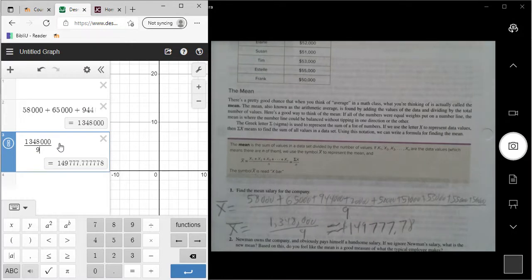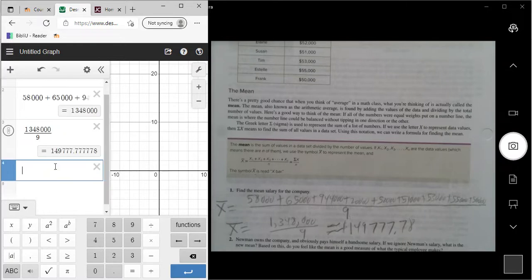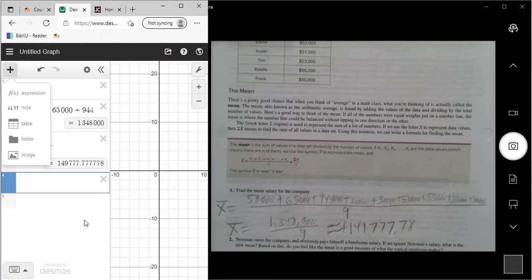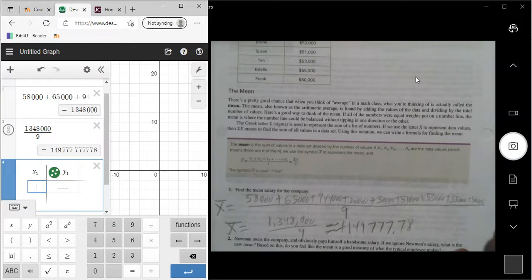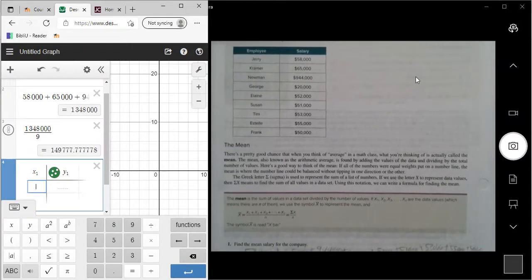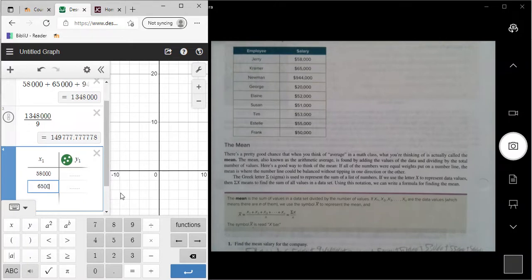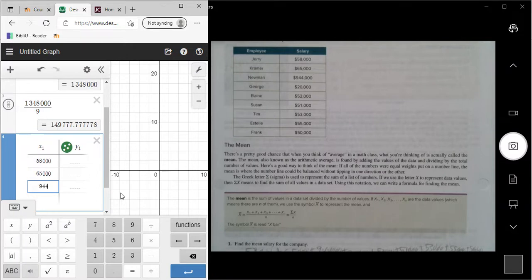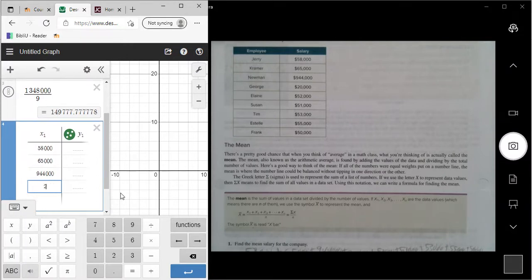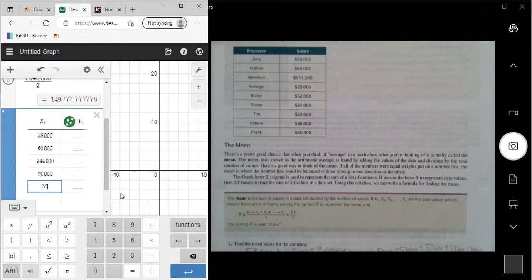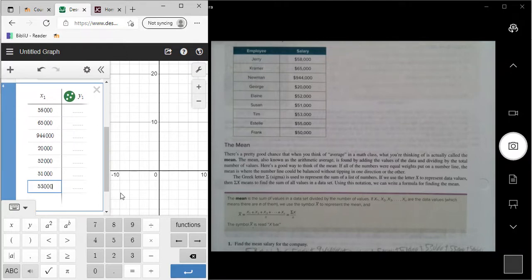So what I'm going to do now, I'm going to show you how to put this in the calculator. So what we would do here, we would go to the calculator and add a table. Now with our table, we cannot put the names in the table, so we would just put their salaries. So we have 58,000. Then we have 65,000. 944,000. 20,000. 52,000. 51,000. 53,000. 55,000. And 50,000.